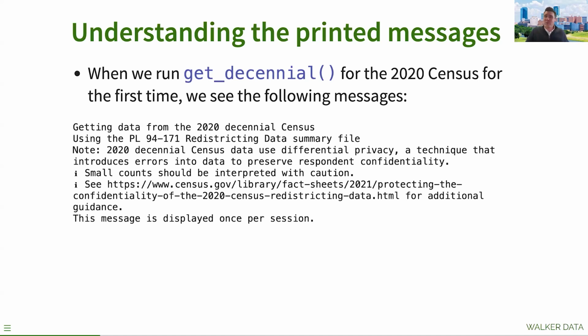And I didn't want to break any people's existing code, so I left that as the default. For the DHC file, which you'll typically work with, we're going to take a look at that in just a moment. It tells us that 2020 decennial census data use differential privacy, a technique that introduces errors into data to preserve respondent confidentiality. You can read this linked file to learn a little bit more about that.